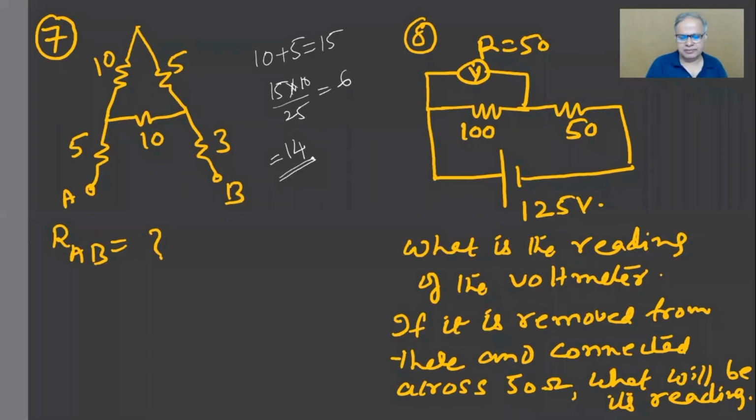Look at 8th now. What is the reading of the voltmeter? But here, unlike in the previous cases where we said R is infinity for a voltmeter, here we give the resistance of it. That means we should consider current to be flowing in it. So that becomes one more resistor as well. That's all, and rest is all normal.